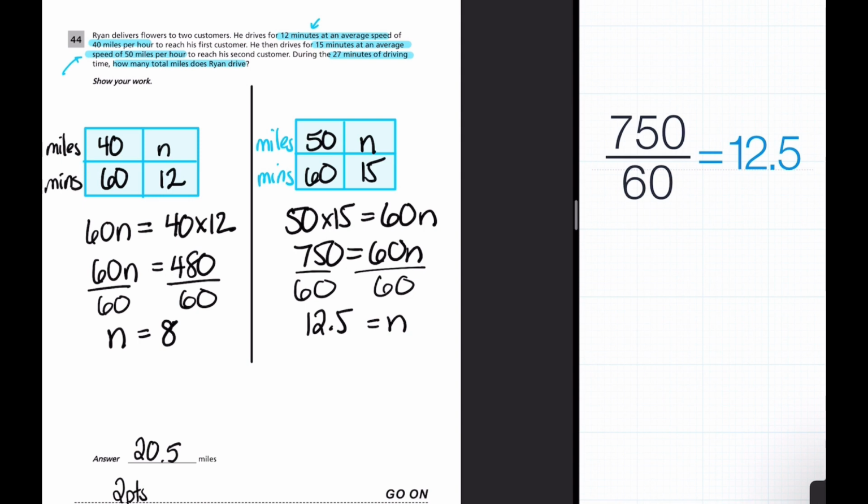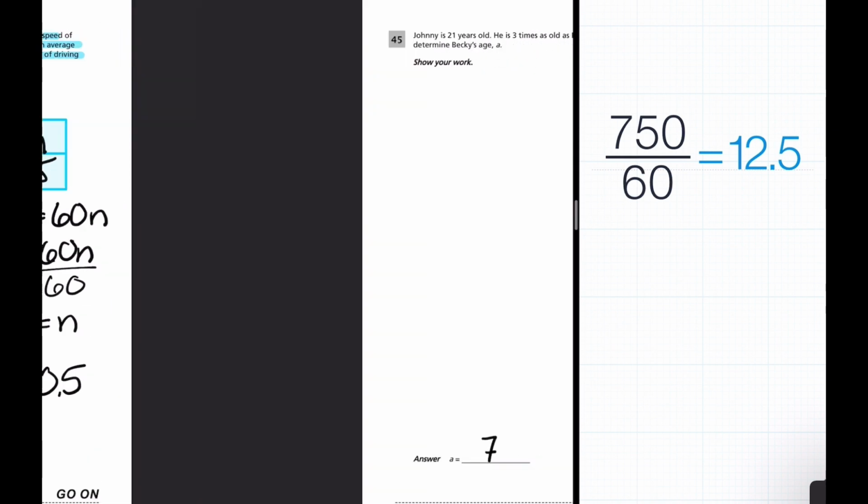All right, so how many miles did he drive in all? So 8 plus 12 and 5/10 is 20 and 5/10. So all that again, you have to be able to show both rates in order to get the final answer. Let's go to the next one.